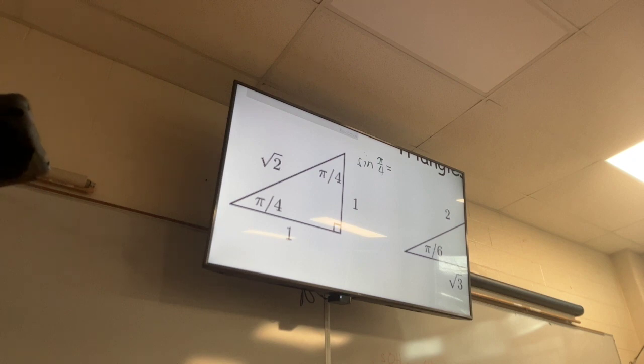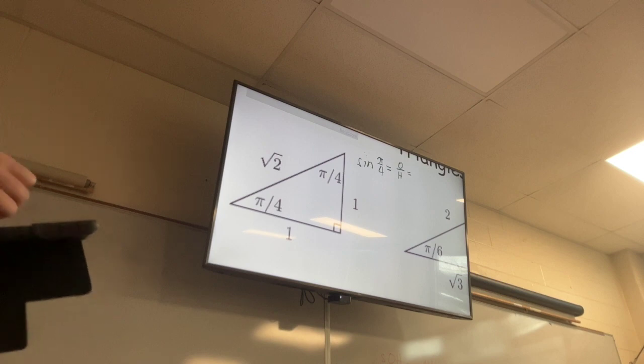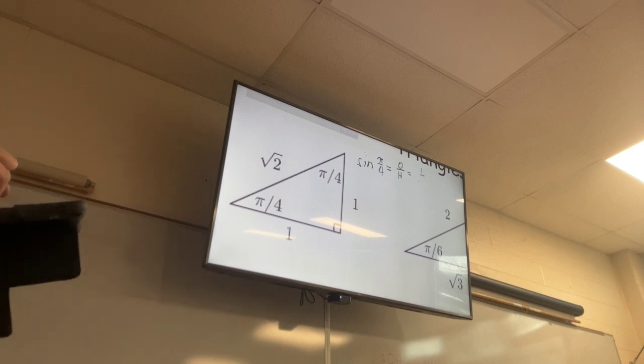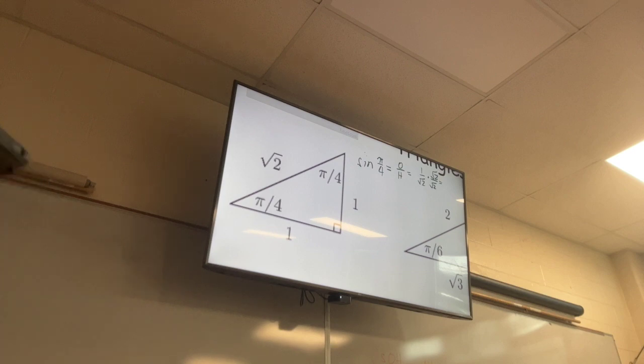What is sine? What does the SO stand for in SOHCAHTOA? Opposite over hypotenuse, right? What's the length of that opposite side? 1. What's the length of the hypotenuse? Root 2, right? And then rationalizing that denominator, we'd multiply by root 2 over root 2. That would give us root 2 over 2. Okay, so that'd be sine of pi over 4.